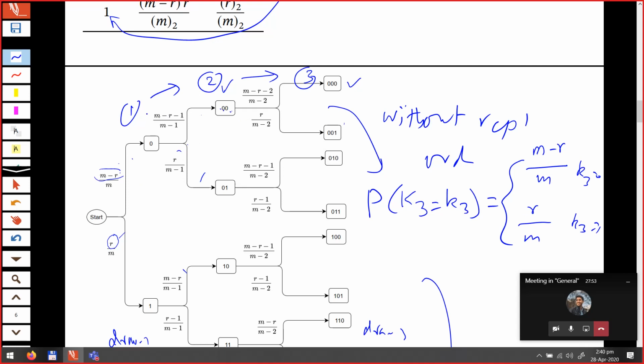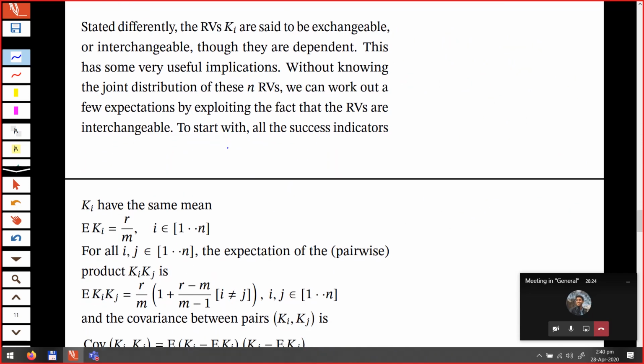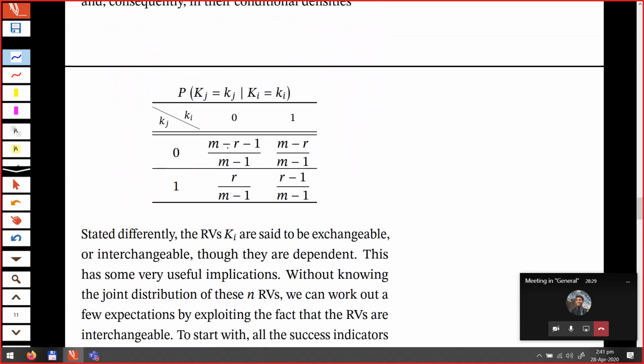And two of them doesn't mean that they have to be consecutive. So the dependency of draw 3 on draw 1 is also the same as the dependency of draw 2 on draw 1. So you just take any two draws. Maybe you take the 5th draw and the 9th draw. They will have the same dependency. Similarly, the unconditional probability. So if I now wrap all this up, this is my conclusion.